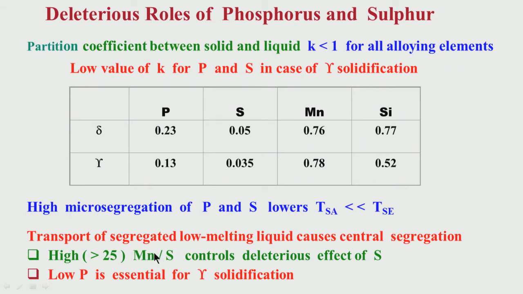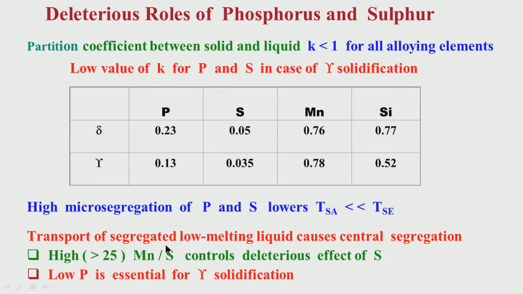Manganese can help reduce the bad effect of segregation of sulfur, because it combines with sulfur forming manganese sulfide, and iron sulfide cannot form, because iron sulfide is the culprit that creates lower solidification temperature. So if you do not have an adequate amount of manganese, sulfur will pose a problem.